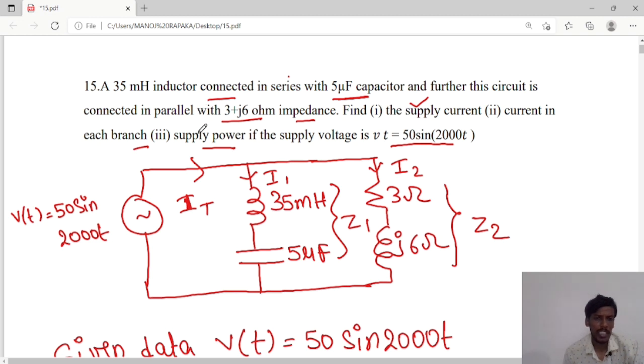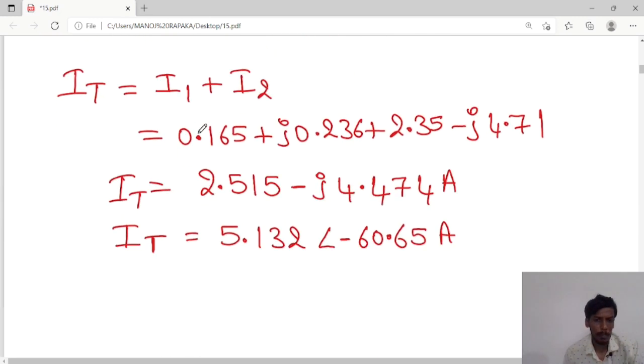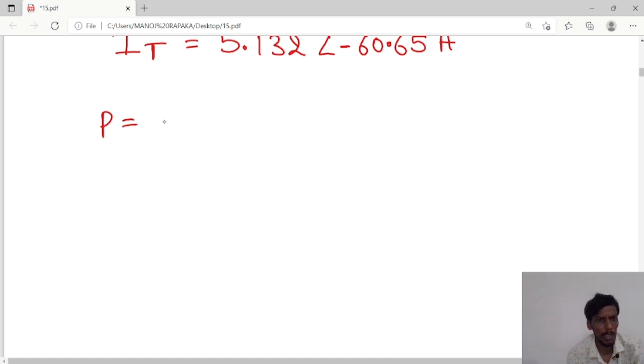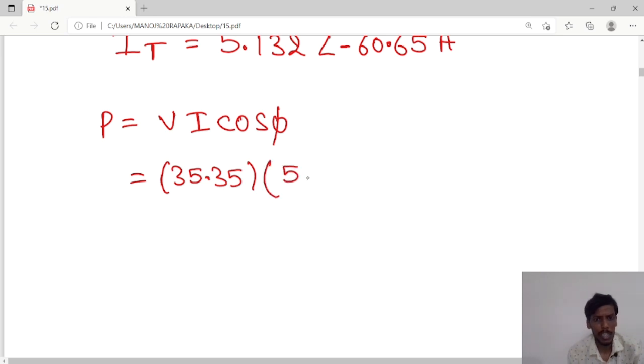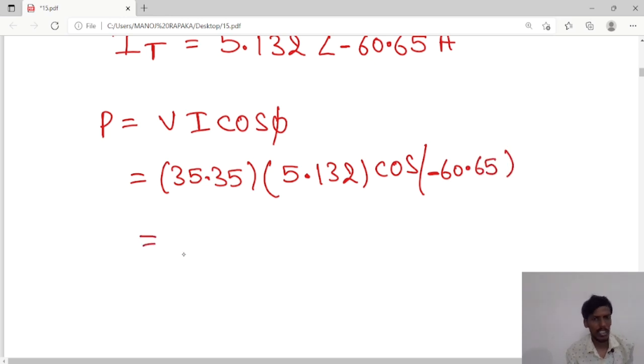The final value we have been asked to calculate is the supply power. So the supply power P equals VI cos phi. The voltage is 35.35 and the current value is 5.132 at an angle of minus 60.65. So P equals 35.35 times 5.132 times cos of 60.65, and the value will be 88.91 watts. This is the real power, the supply power, in watts. This is the supply power.